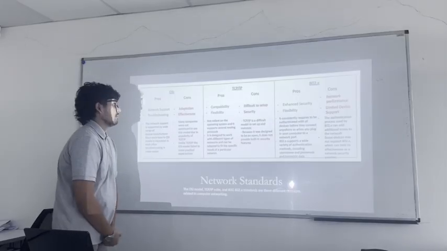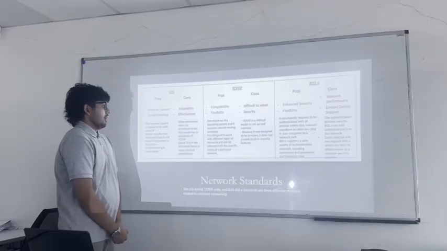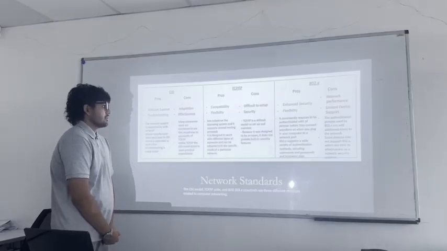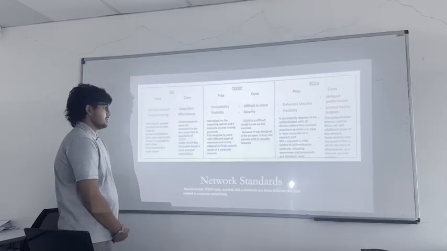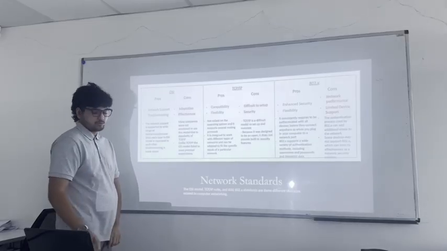Moving on to TCP/IP. Pros of using this network standard is compatibility. So it's not reliant on the operating system, and it supports several routing protocols.